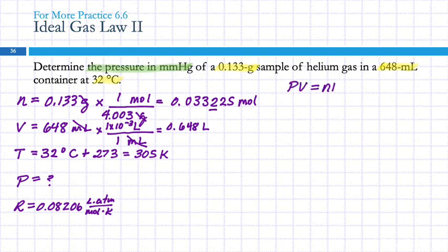PV equals nRT. We're solving for pressure again, so divide by volume. Pressure is nRT over V. Let's see if I can get it to fit in here. 0.0332 moles. No, I don't think it's going to work. I'm just going to go to the next line.